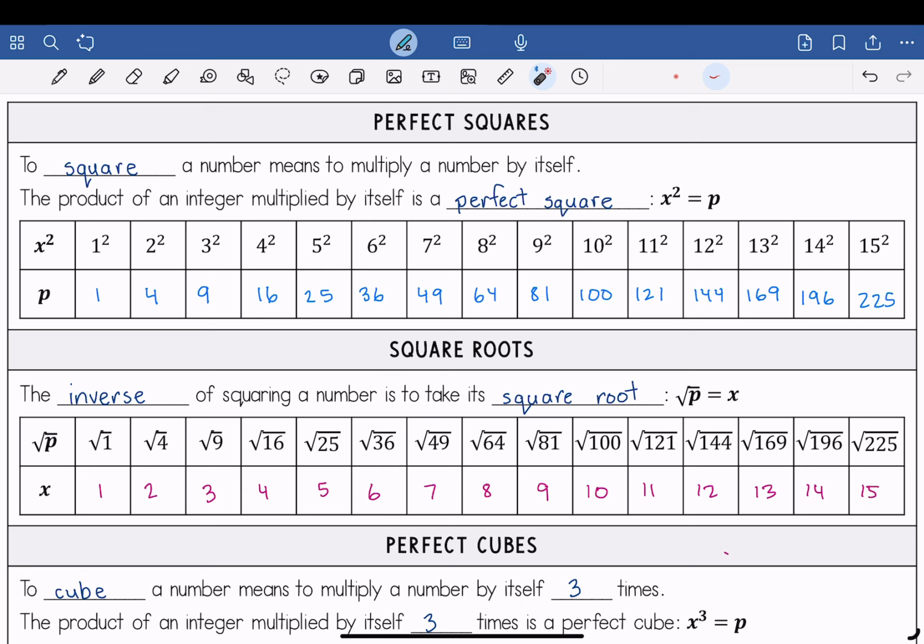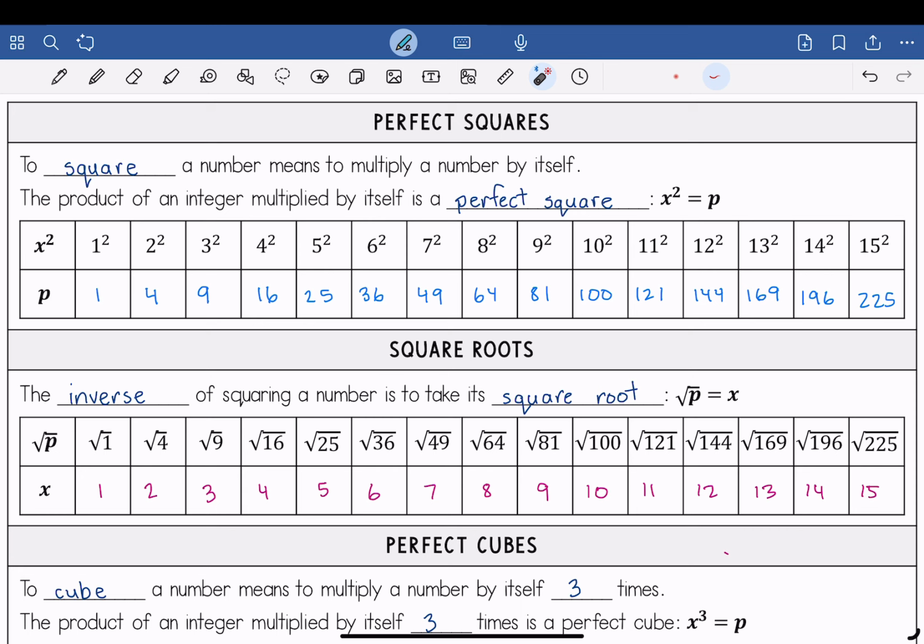Perfect squares. To square a number means to multiply a number by itself. The product of an integer multiplied by itself is a perfect square. For example, x to the power of 2 is equal to p. So you can fill out the table here. If x is 1, 1 to the power of 2, the perfect square number is 1. 2 to the power of 2 is 4, and so on. 3 to the power of 2 is 9, 4 to the power of 2 is 16, 5 to the power of 2 is 25, all the way to 15 to the power of 2 is 225.